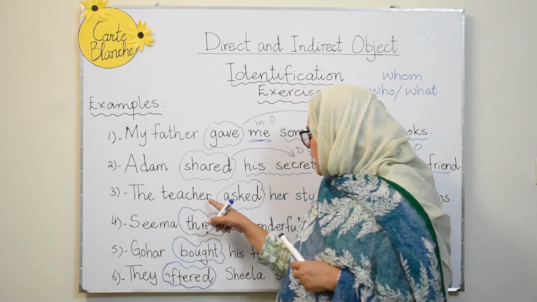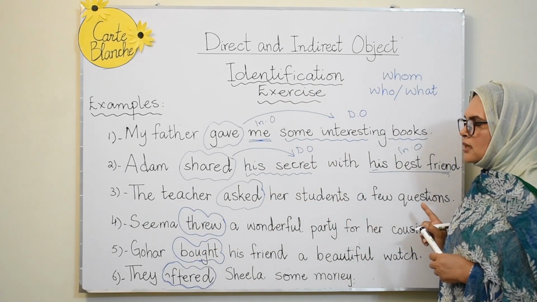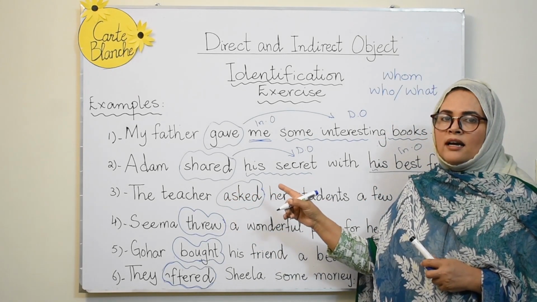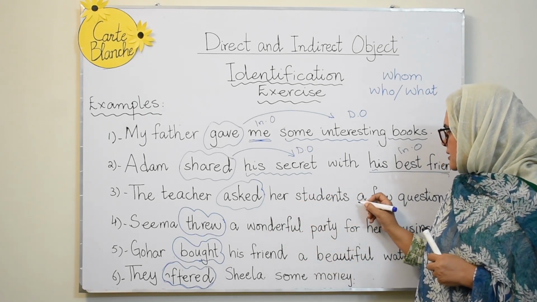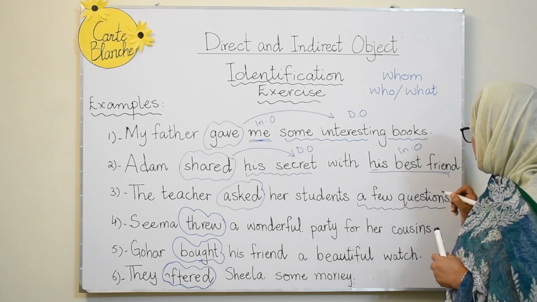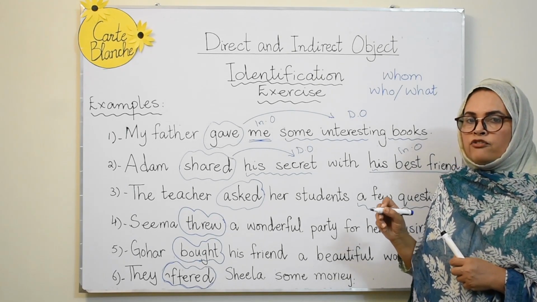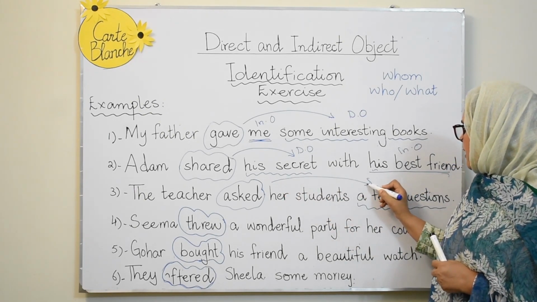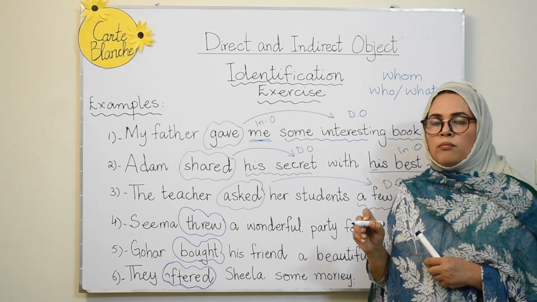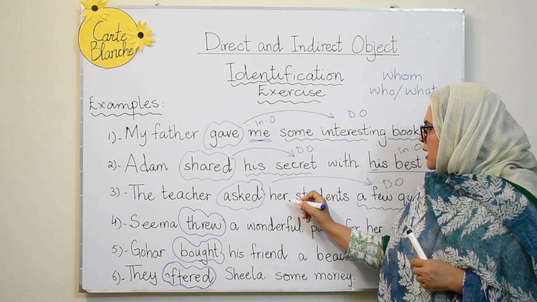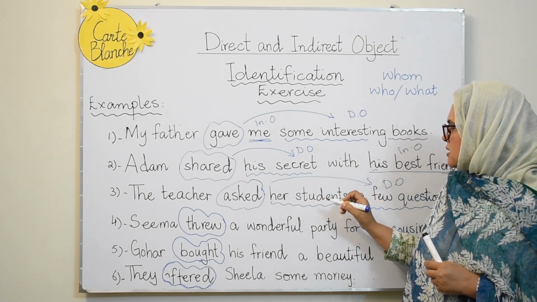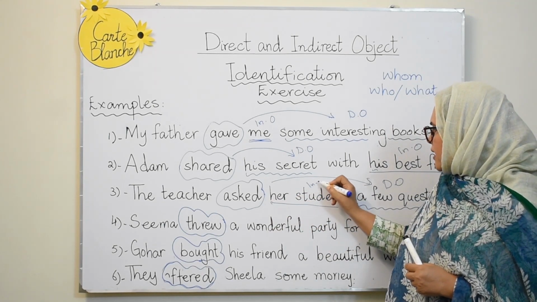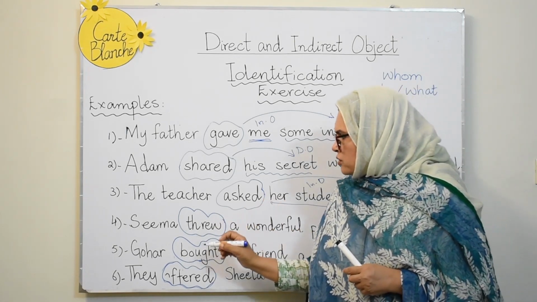Next one, the teacher asked her students a few questions. Now the question is, what did the teacher ask? She asked a few questions. So a few questions is the direct object. And from whom does she ask those questions? She asks her students. So this part of the sentence is the indirect object. Let's go to the next one.